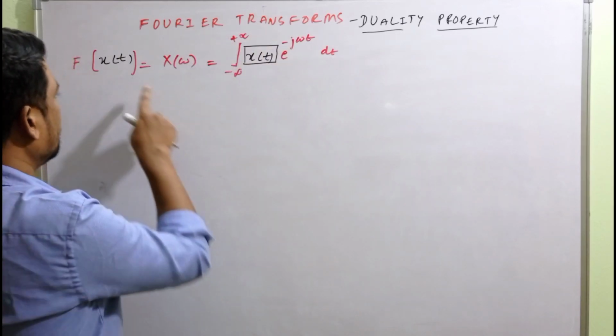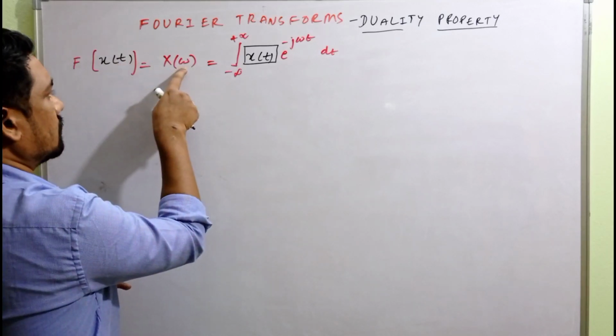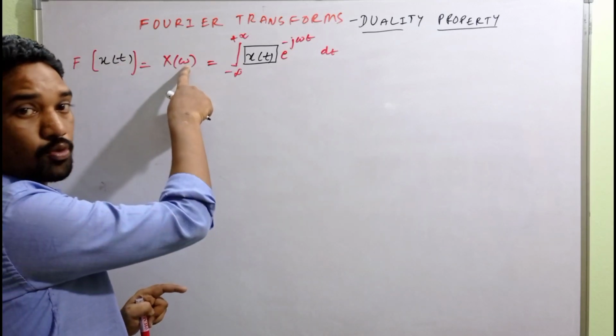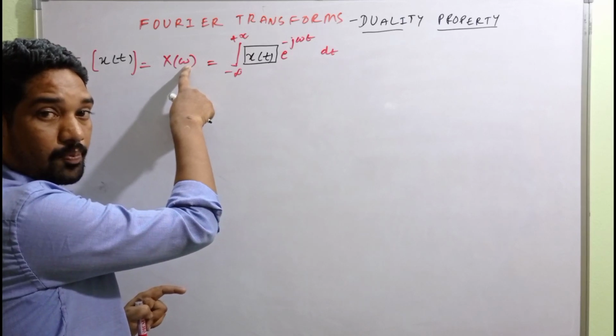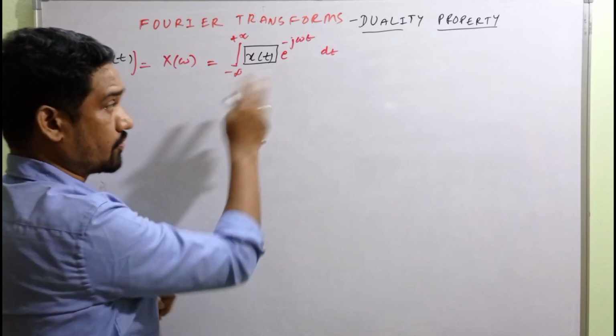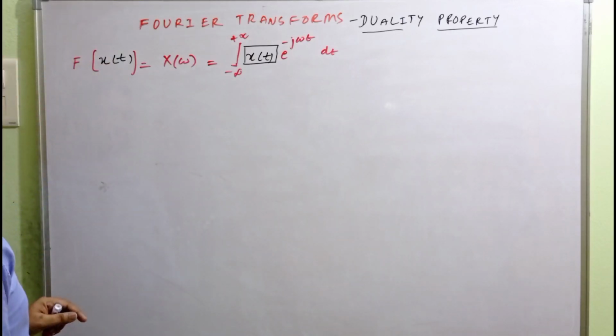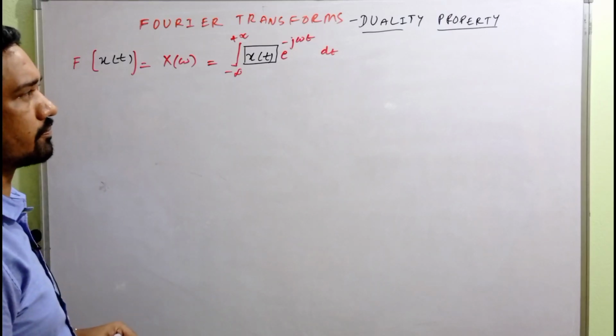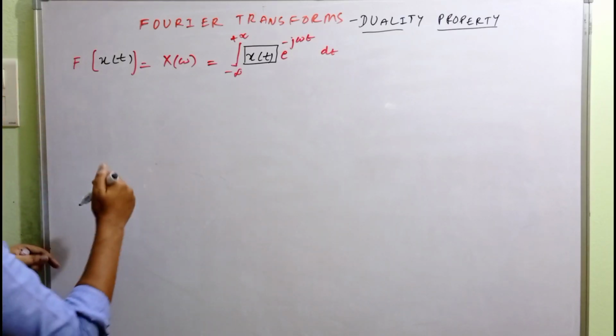Fourier transform. Here a time domain signal is converted into the frequency domain, where omega equals 2 pi f, isn't it? We have f as the frequency, so this is the conversion. So what about the duality property? Guys, stick to here. What do we have?